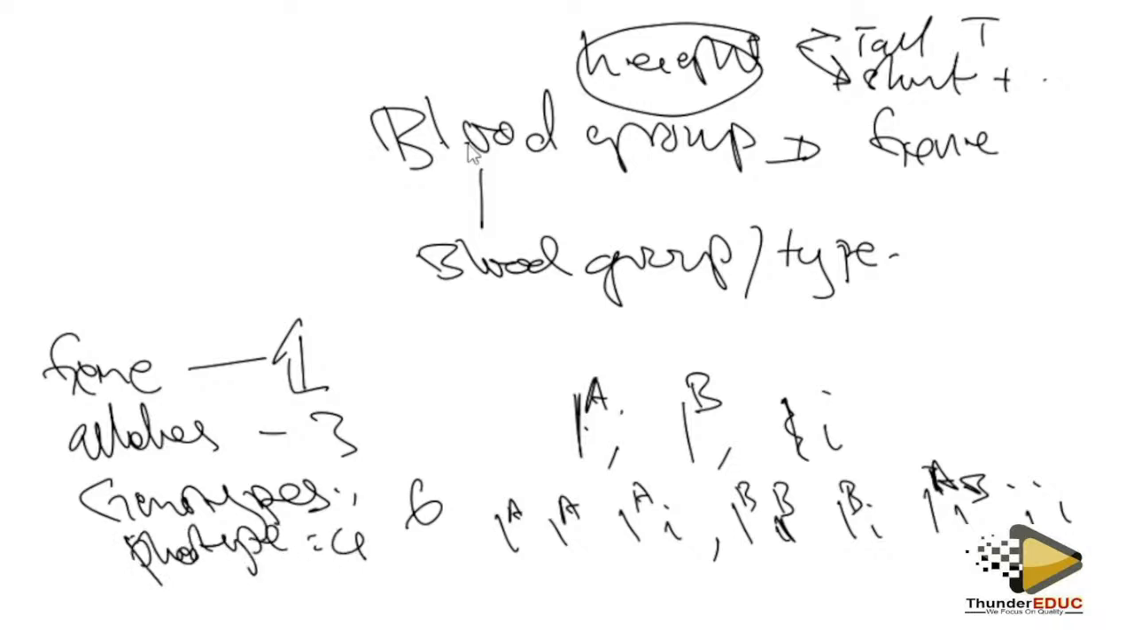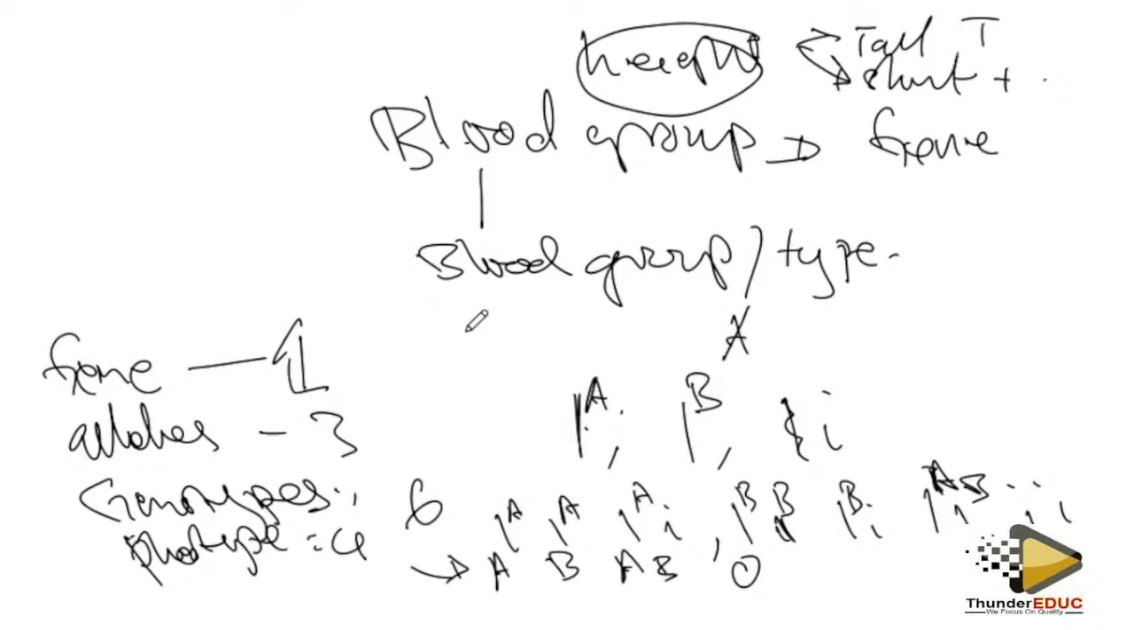There are 4, which is A, B, AB, and O. So basically that is it. AB is codominant. O is homozygous. This is the codominant or heterozygous. This is heterozygous, homozygous, heterozygous, homozygous. So there are 6 of them. 1 gene, 3 alleles, 6 genotypes, 4 phenotypes.